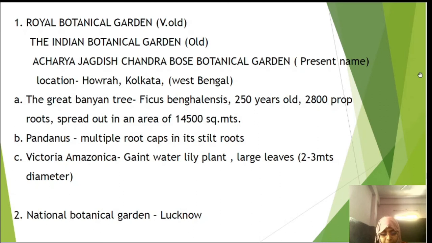This is one of the categories why it is famous for. The second thing is Pandanus. Pandanus is a plant which consists of multiple root caps and straight roots. Okay, you have multiple root caps. What are root caps? You just know it.